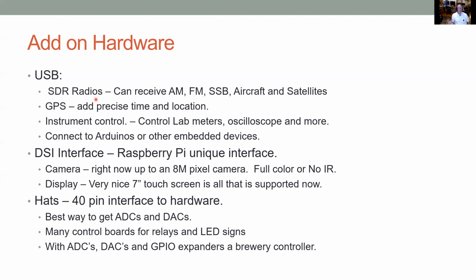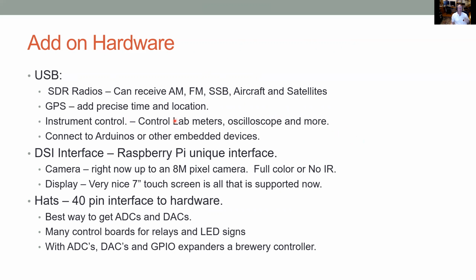Some nice hardware you can add on. There's several USB type hardware. One of my favorites is SDR radios. This way you can actually receive AM, FM, single sideband, aircraft squawks, and satellites.